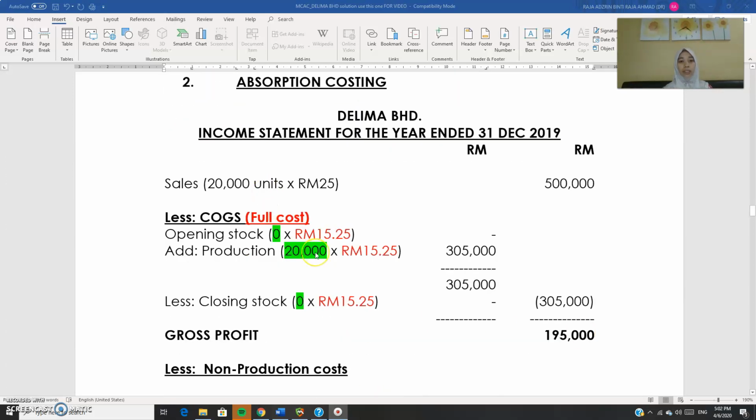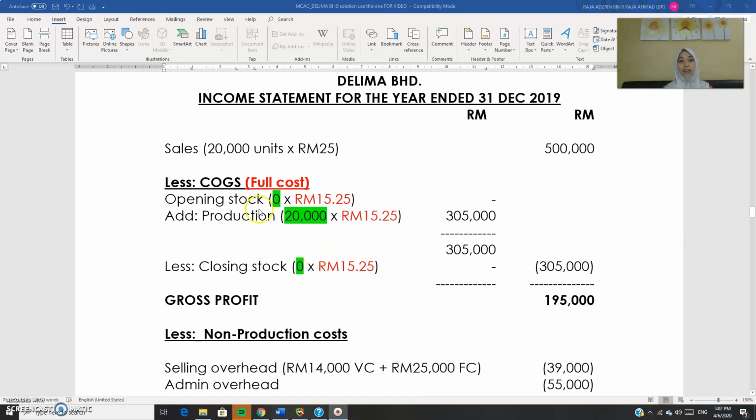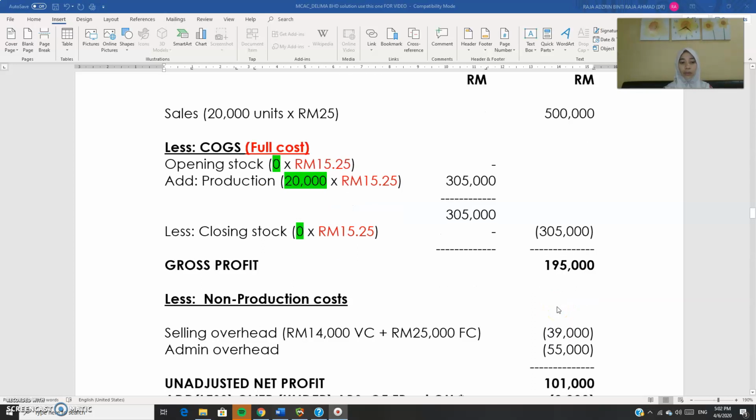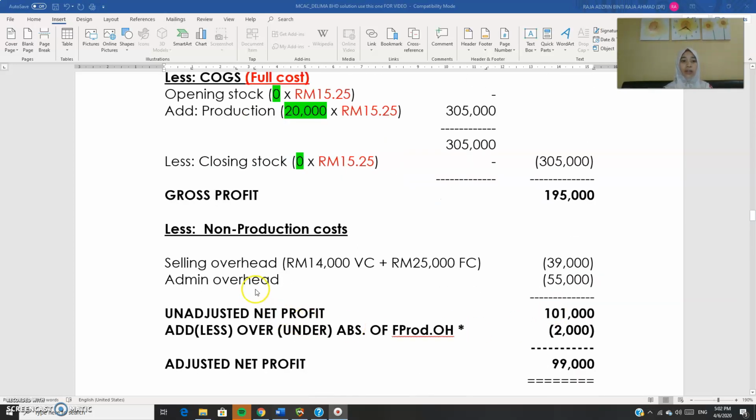So under absorption costing, full cost method, you take the full cost that is 15.25. Because there is no opening and closing, you just left with your production 20,000 times with your 15.25 give you 305,000. So 500 minus 305 gives you 195,000 ringgit as your gross profit. Next, you less all your non-production costs, all your selling overhead, all your admin overhead.